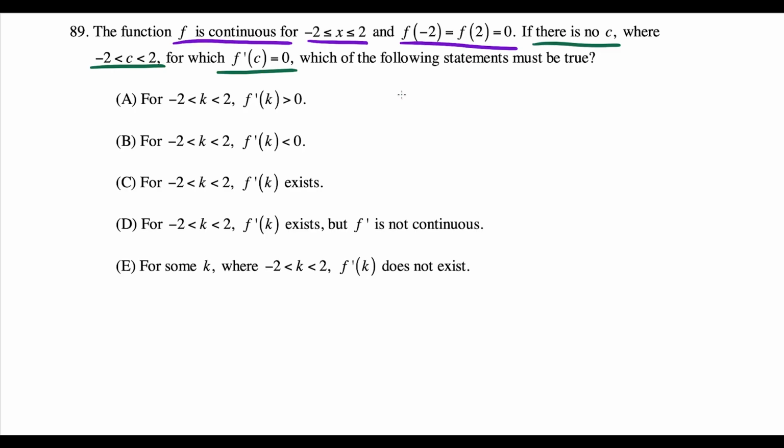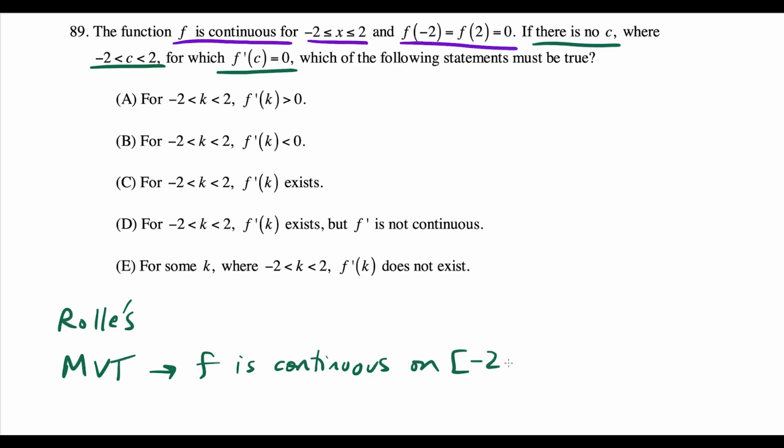So this language is shouting out two theorems. It's shouting out the mean value theorem, but it's also shouting out Rolle's theorem. Rolle's theorem is like a little subcase of mean value theorem where your endpoints are equal. So these are the two that it's shouting out, but just know for either of these, the condition is that f is continuous. So f has to be continuous on the closed interval, but it also has to be differentiable. It has to be differentiable on the open interval.